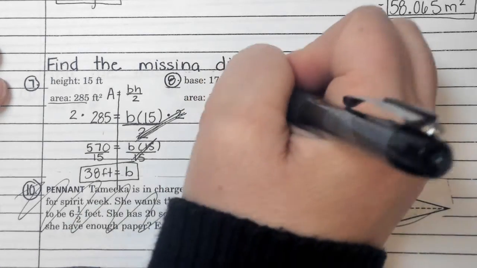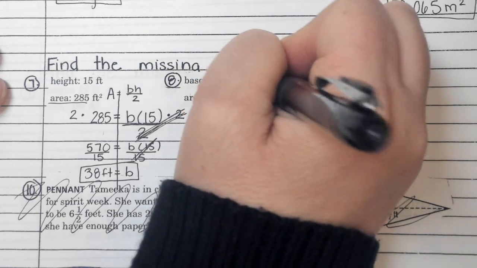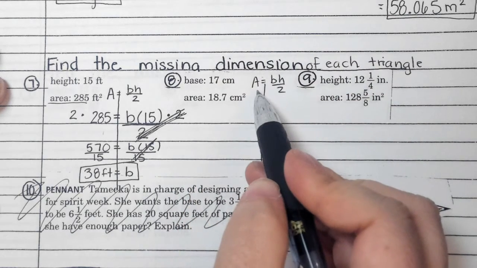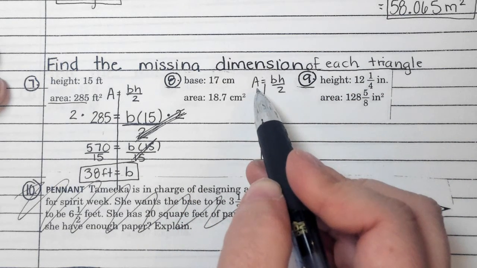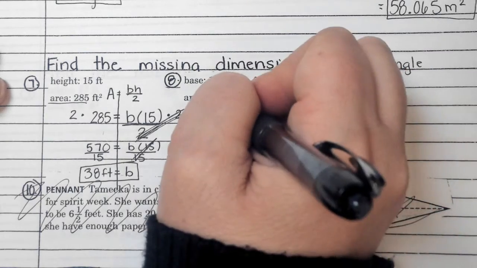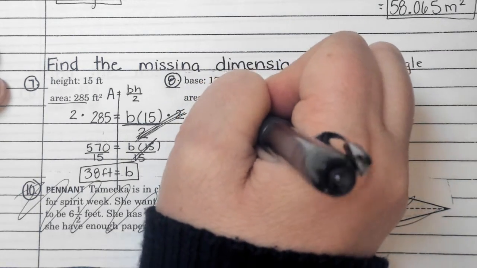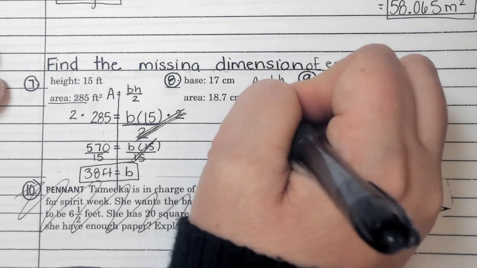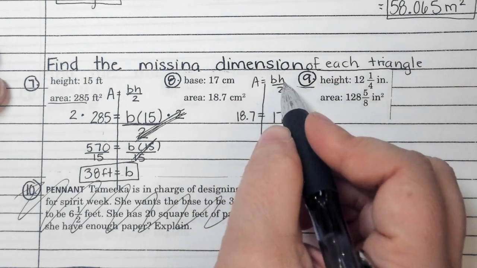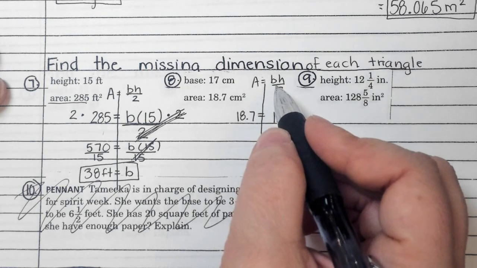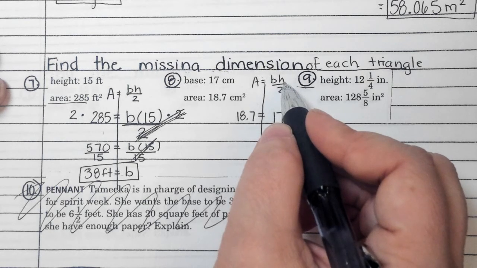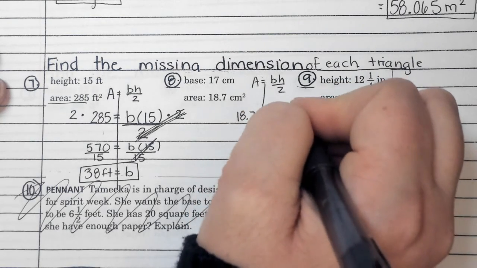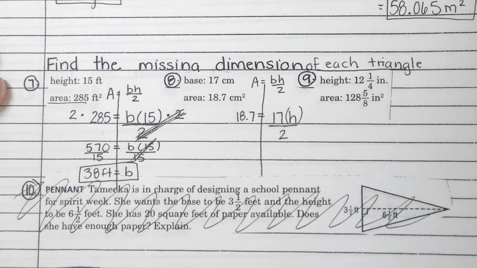Alright, so here we have area equals base times height divided by 2. And I'm going to go ahead and draw my line. What's my area? 18.7. What's my base? 17. What's my height? We don't know. We don't know, so what am I going to use? The H. We're just going to leave it the way it is. Divided by 2. And if you want to put that H in parentheses just like the other one, you can.